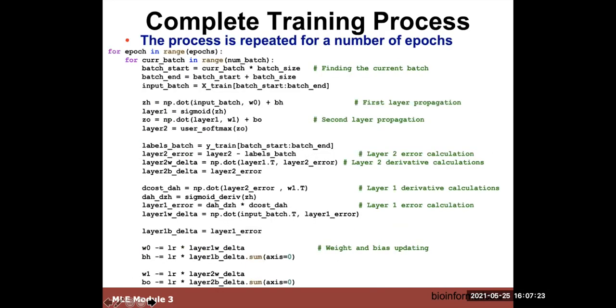So the entire process of essentially taking those batches and going through a whole bunch of epochs for the set, we see the same things where there's a first layer propagation, second layer propagation, layer two error calculation, layer two derivative calculations, layer one derivative calculations, and then the weights and bias updating. And then we repeat over and over again for hundreds or thousands of epochs until things converge. So this is this mix of forward propagation, back propagation, and weight adjustments.